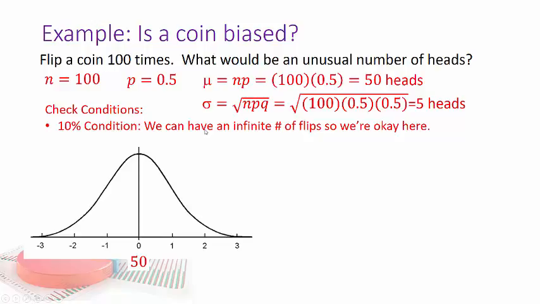So we'll check the conditions first before I can use this normal distribution. The 10% condition: have I used more than 10% of the population? Technically, there are an infinite number of flips. I think we're fine.